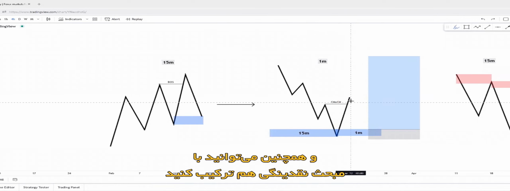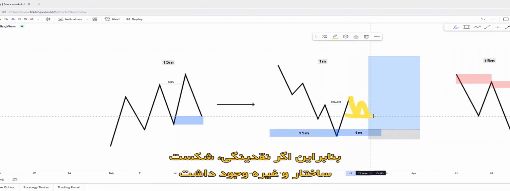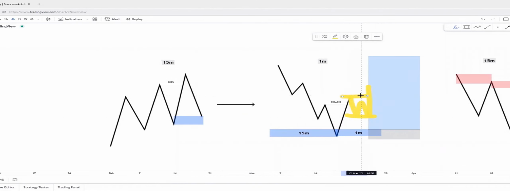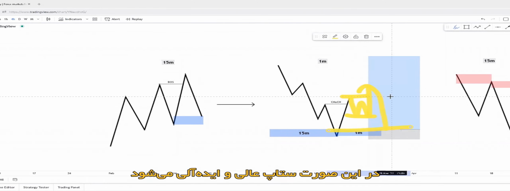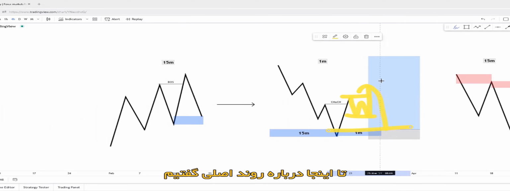And you can combine this, of course, with liquidity creation. So if there is a liquidity and a continuation trade, breakout structure, etc., this will be a perfect setup. This will be your best textbook example setup. Okay, this is for the main trend.